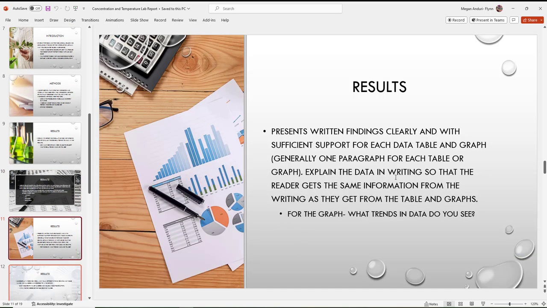Included with your graph, you'll need to write generally a paragraph describing the trends and data that you see in the graph. Okay, so what trends and data do you see? Do you notice, again, some wavelengths of light that are photosynthesizing more than others? Is there a type of water that is allowing photosynthesis to occur more than others, and so forth? So you'll need to write out the trends of data that you can see in that particular graph.